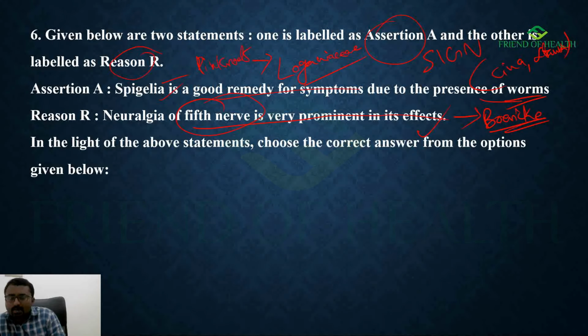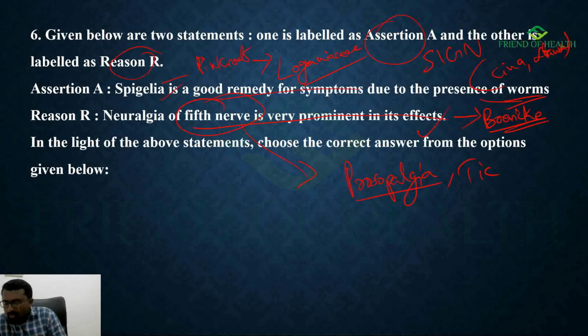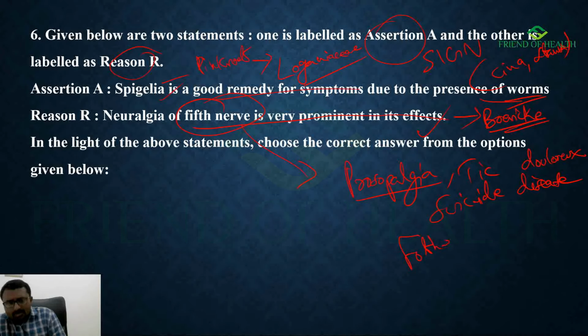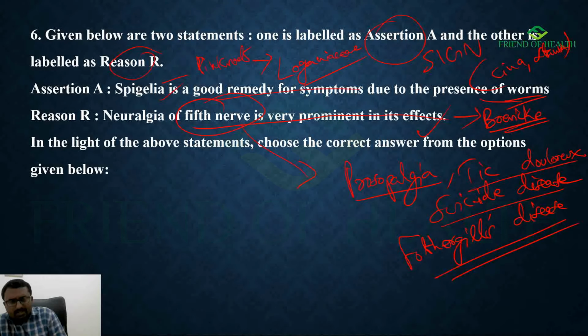That is the fifth nerve. Prosopalgia. What is the disease? Prosopalgia is nothing but trigeminal neuralgia. It's also known as tic douloureux. Then it's also known as suicide disease. They will be having a difficult situation. They will have severe pains. Then it is also known by a very interesting name, Fothergill's disease. So these are the synonyms of tic douloureux: suicide disease, then Fothergill's disease, prosopalgia. Everything is the affection of the fifth nerve, that is trigeminal nerve, trigeminal neuralgia.